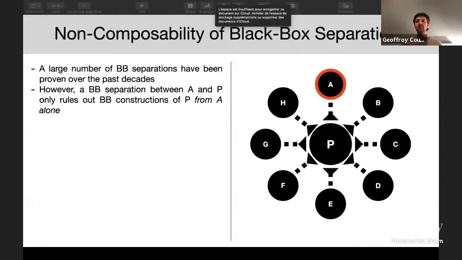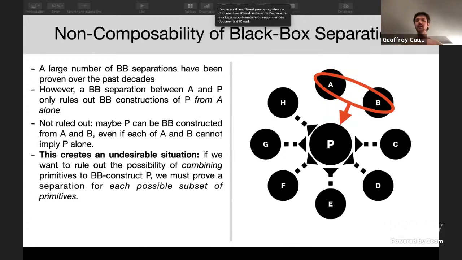However, there are still some limitations of our black box separation results. One of them is that a black box separation between a primitive A and a target primitive P only rules out the possibility of constructing P from A in a black box way, using A in isolation with nothing else out there. So in particular, it does not say anything about the possibility that we could build P in a black box way from two primitives A and B, even if A alone or B alone are black box separated from P.